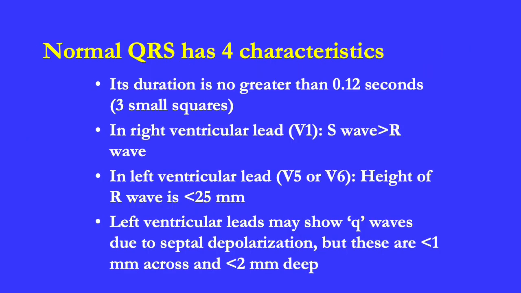The normal QRS has 4 characteristics. Its duration is no greater than 0.12 seconds, that is 3 small squares. The second, in the right ventricular lead, V1, the S wave is greater than the R wave. In the left ventricular lead, that is V5 or V6, the height of the R wave is less than 25 millimeters. Left ventricular leads may show small Q waves due to septal depolarization, but these are less than 1 millimeter across and less than 2 millimeters deep.